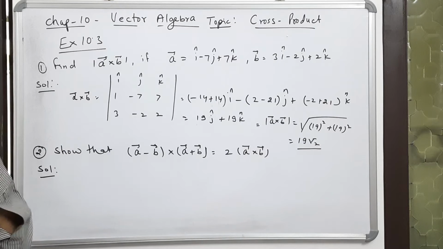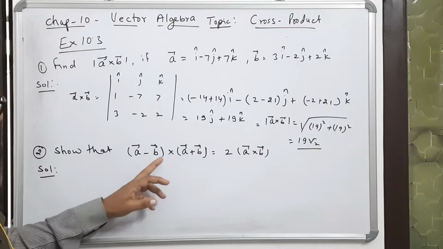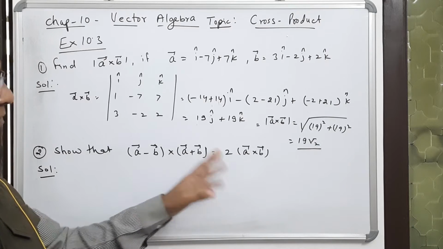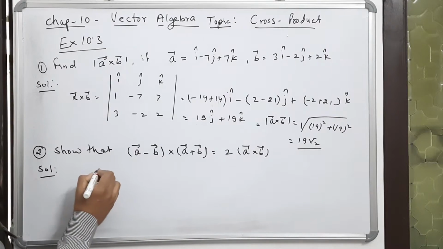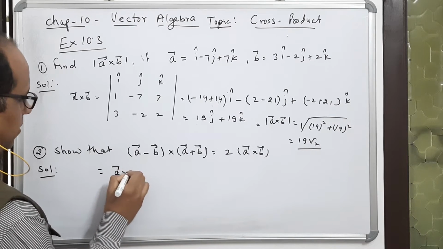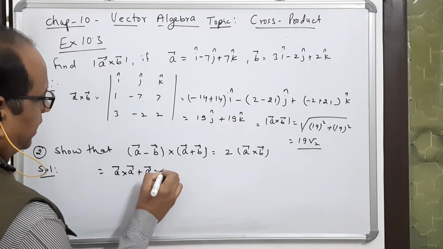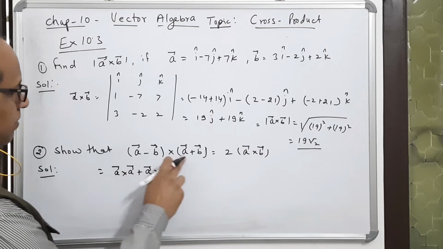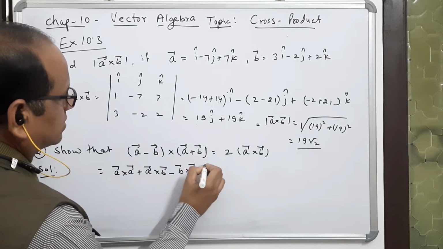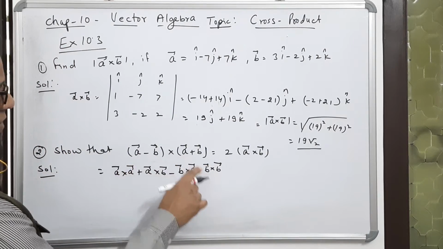Now I am taking one theoretical part, A minus vector B cross vector A plus vector B equals to this one. This we have to explain. So now the first is vector A cross vector A. The first step. Plus vector A cross vector B, distributive property. Multiply this minus vector B cross vector A minus vector B cross vector B. See, this is minus here.